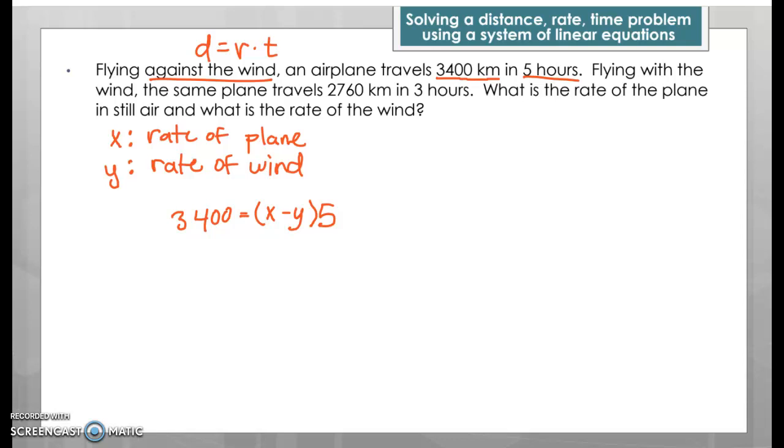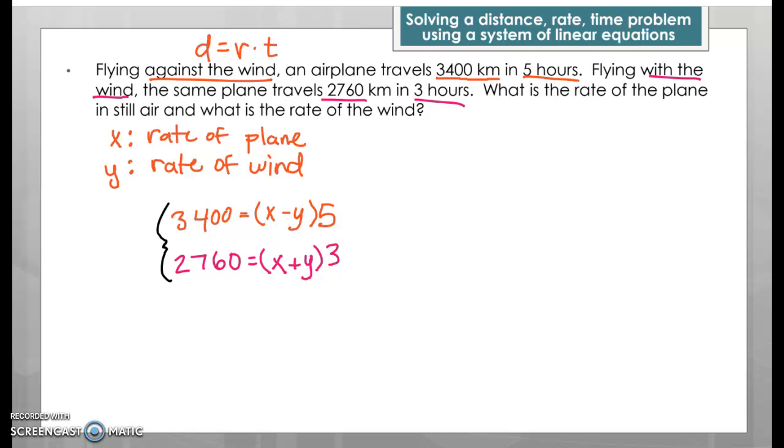Now, the next time this plane flies, it's flying with the wind. It's going a distance of 2,760 kilometers in 3 hours. So my total distance is 2,760. That's going to equal my rate, let's figure out the rate in a minute, times my time, which is 3. The rate here, if I'm going with the wind, I'm being pushed by the wind, so the airplane's going to be going faster. So I'm going to take the rate of the plane and add the rate of the wind. So now what do I have? I have 2 equations, or a system of equations, and 2 unknowns.